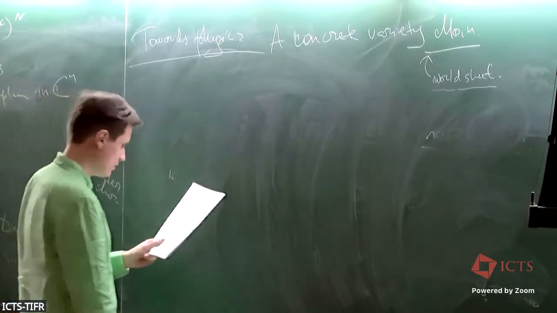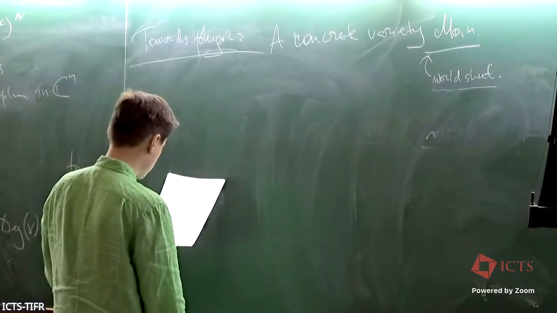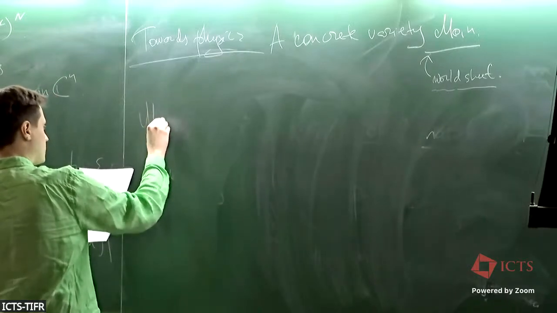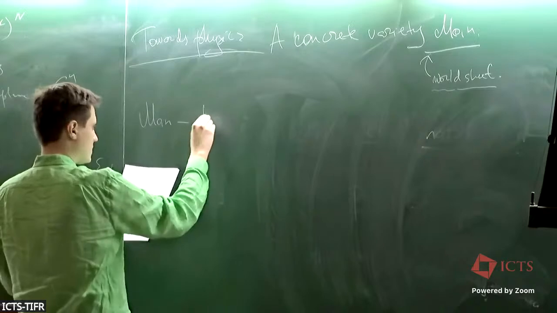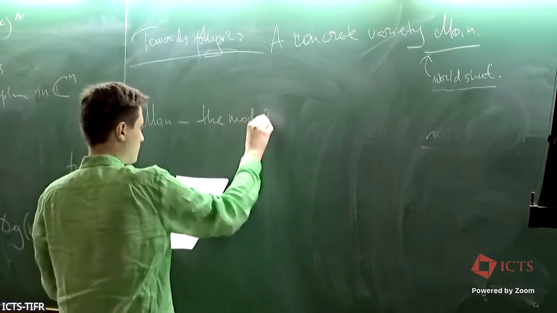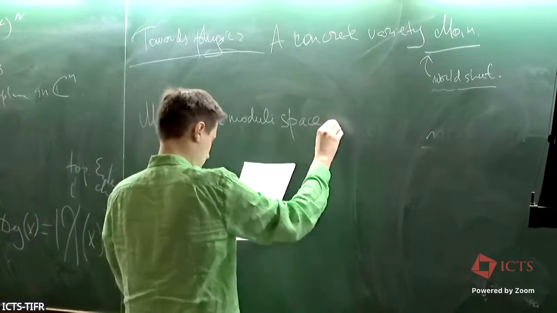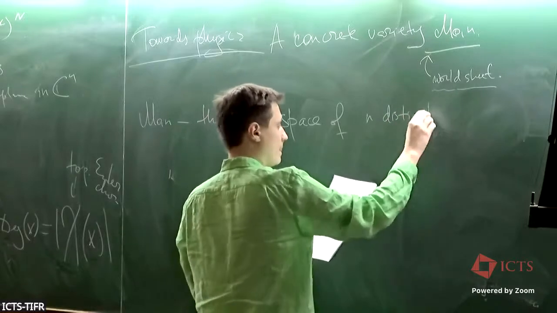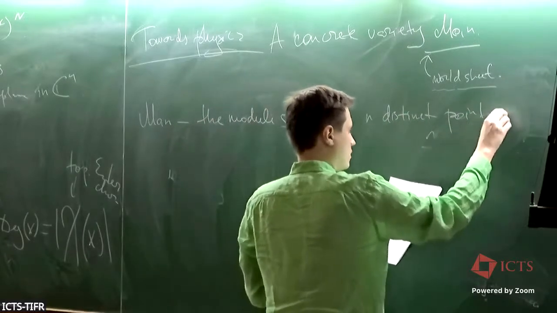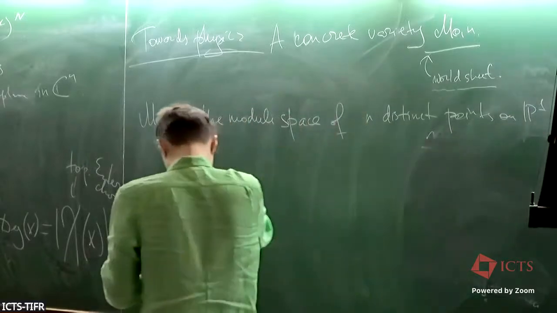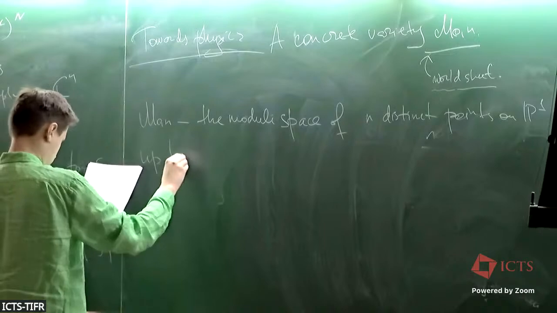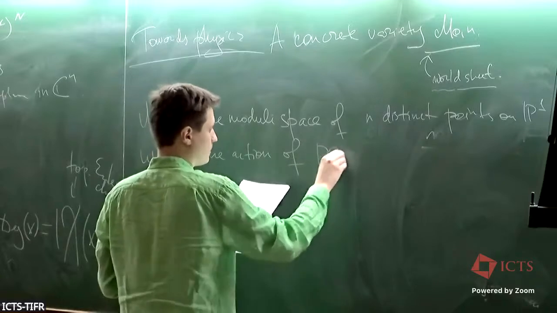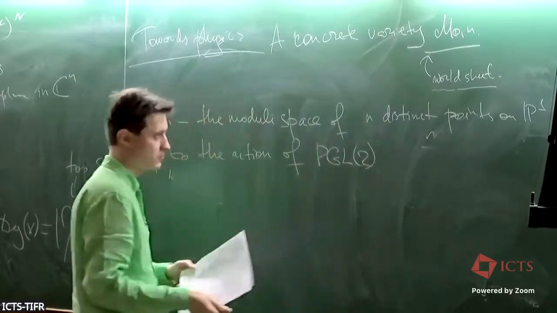And we will do something that's very similar to the Grassmannian. We will do the moduli space of n points on the projective line. So this is the moduli space of n distinct points on P1 up to the action of the projective linear group. It's 2x2 matrices.